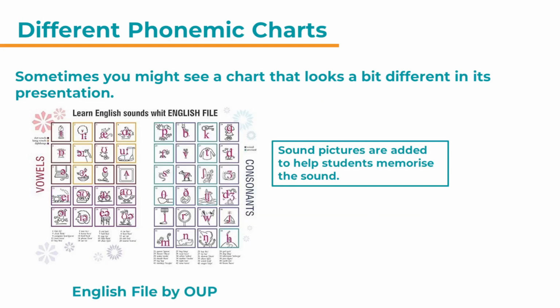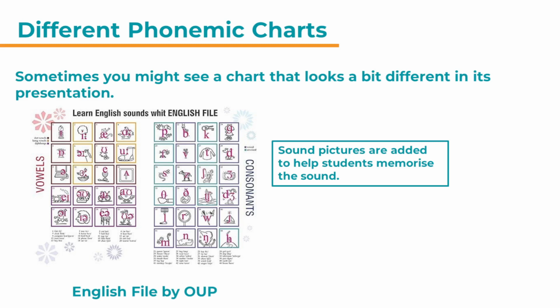And sometimes here you might have seen this chart here. This is from a very popular publisher. This is the English File chart by Oxford University Press. English File is a really popular course book for English as a foreign language. And they developed their own sound chart. Now again, the symbols are exactly the same, but you can see this looks very different. And the main difference is that little sound pictures have been added here to help the students memorize the sound.